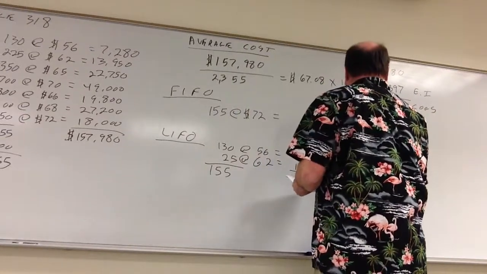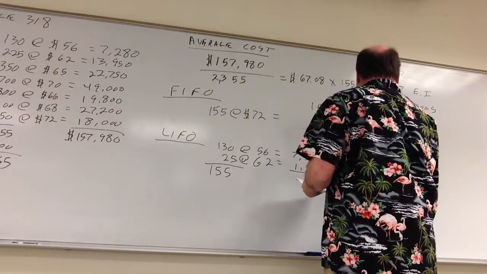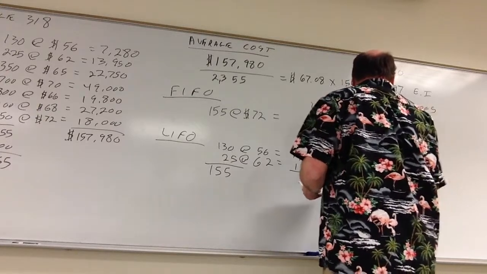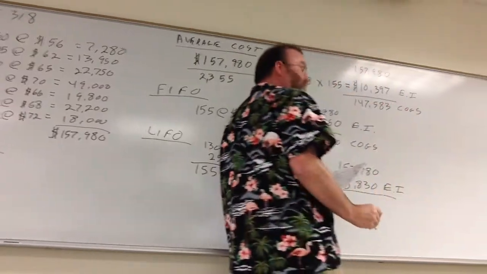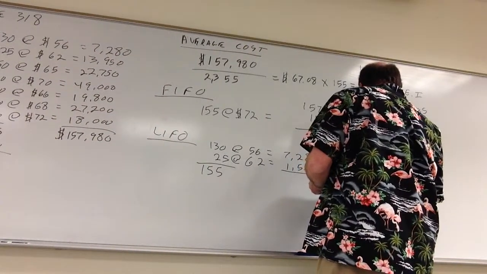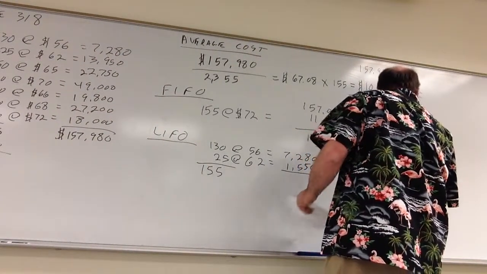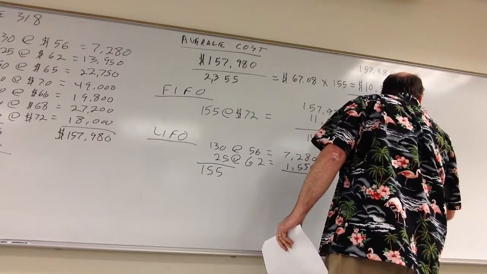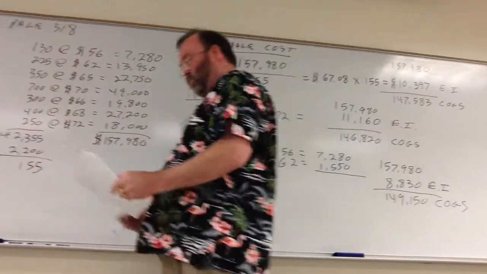Subtract the ending inventory from the 157,980 total cost of goods available for sale, and we get 149,150 as our cost of goods sold under LIFO.